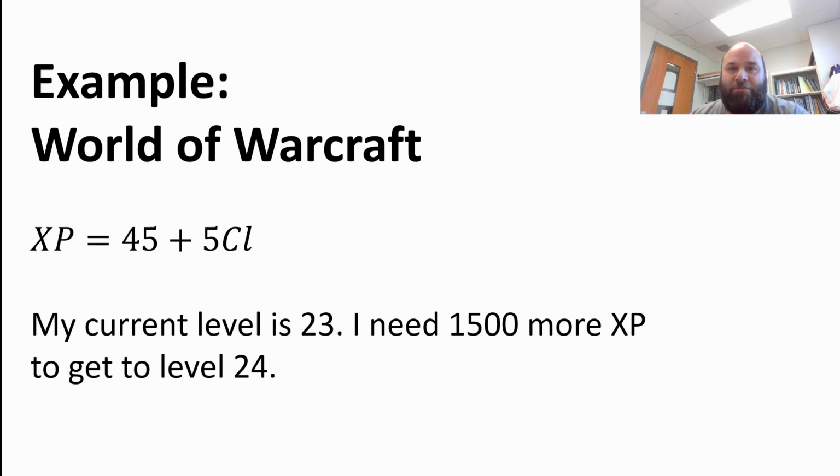Suppose our level is 23 and we're in this region where the number of XP we get from an equally leveled MOB kill is 45 at initial level plus 5 for each character level. My current level is 23. I need 1,500 more experience points to get to level 24. You actually need a little bit more, but let's say we've gotten that, and this is where we're at. And we want to know, because we want to be at level 24 before we take on our next major task, how many kills should I try to make in order to reach that level 24 so I can go on towards my next goal?